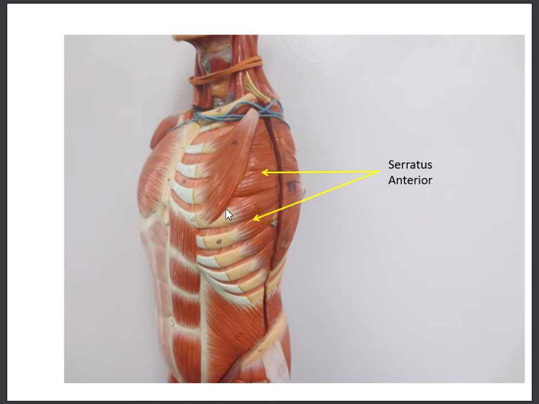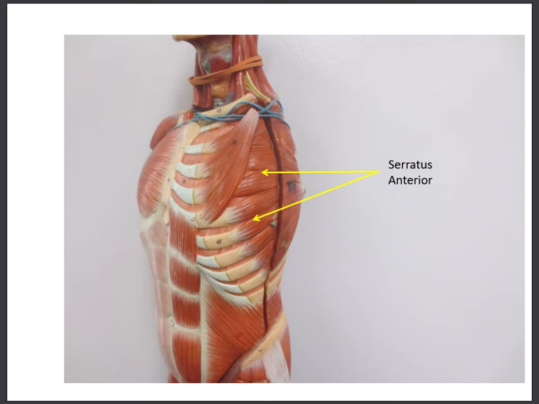So it starts on the lower 8 or 9 ribs out here. It goes up, it goes around the torso, around our chest, and it goes to the underside of the scapula, and it actually attaches to the medial border of the scapula.